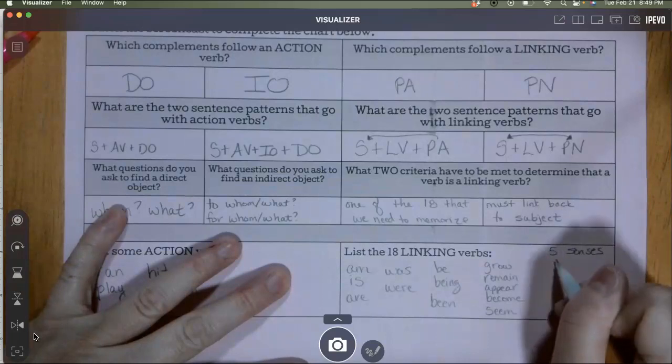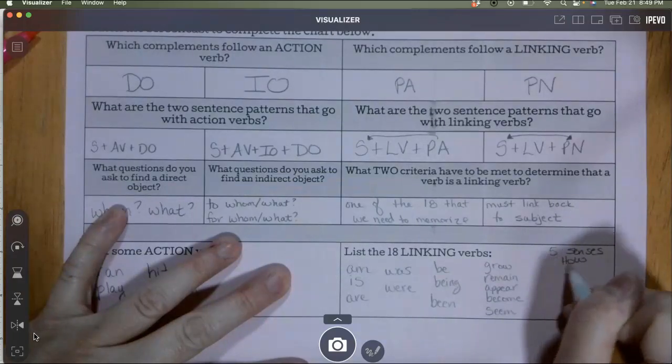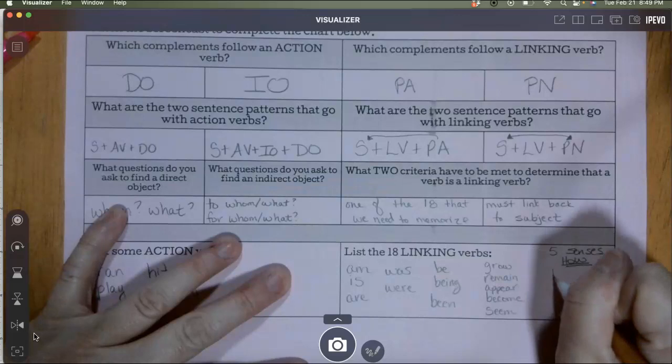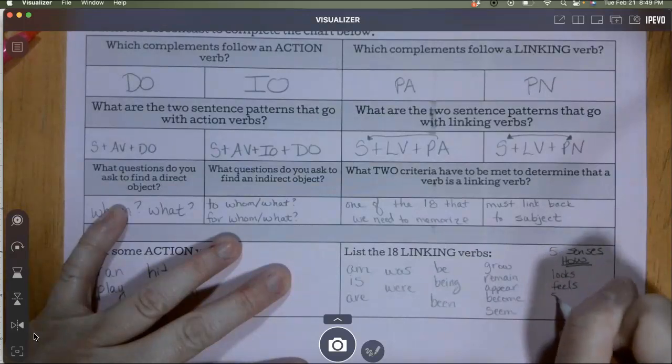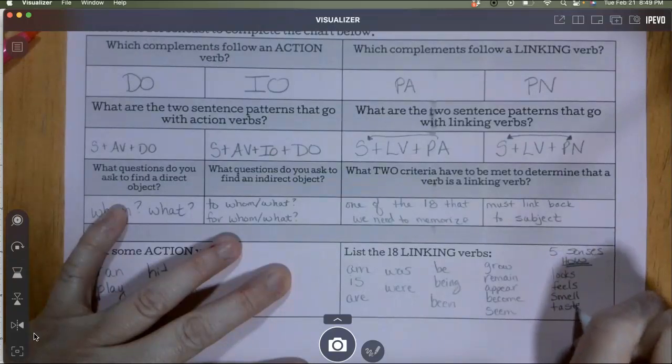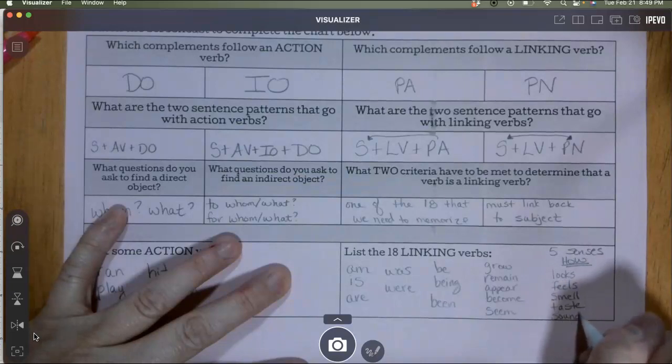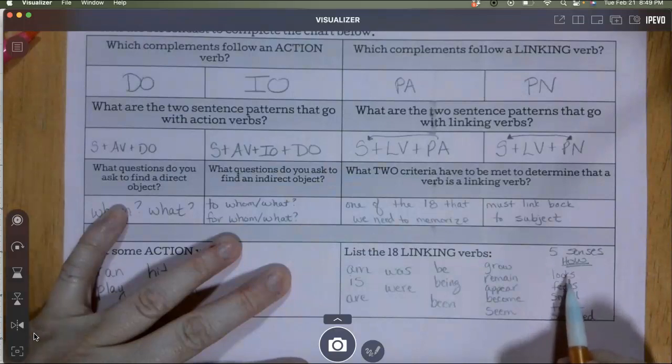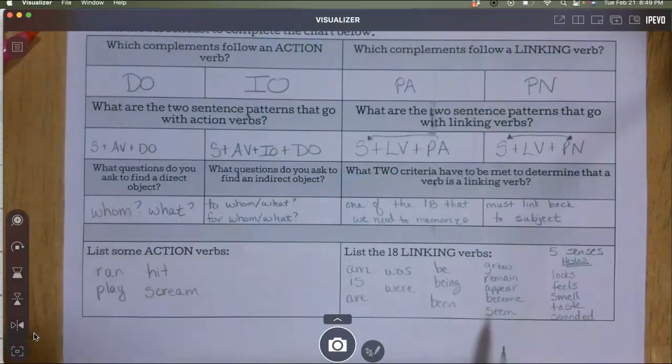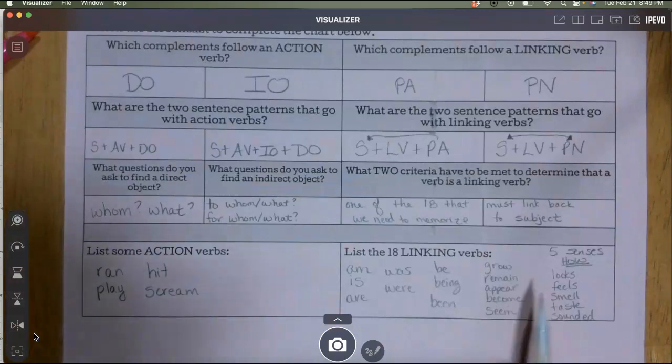And remember, we're looking at how something looks, how it feels, how it smells, how it tastes, and sounds. And remember, we could put sounded or sound or sounds, look, looks, looked, feel, felt, feels. So tense doesn't matter. It's still a linking verb.